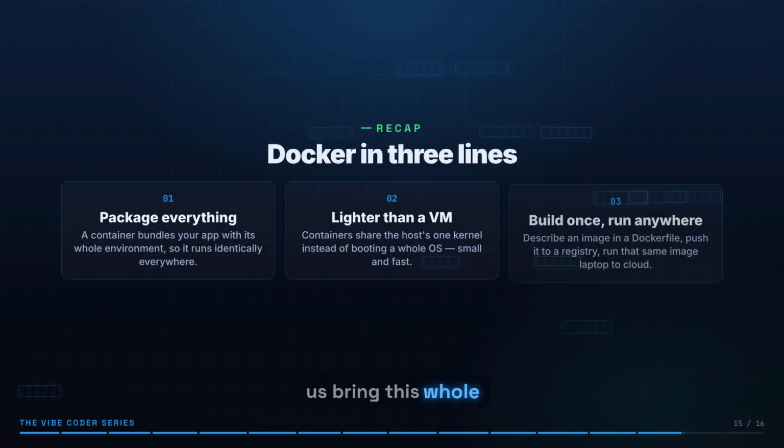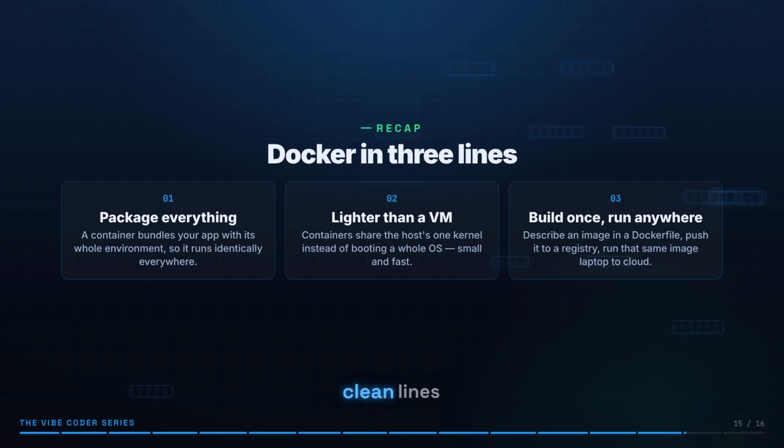Let us bring this whole thing together now, into 3 clean lines. 1. A container packages your app together with its entire environment, so that it runs identically absolutely everywhere, and works on my machine finally becomes works on every machine. 2. Containers are far, far lighter than virtual machines because they all share the host's one kernel instead of each booting a whole separate operating system. And that is precisely what makes them so small and so fast.